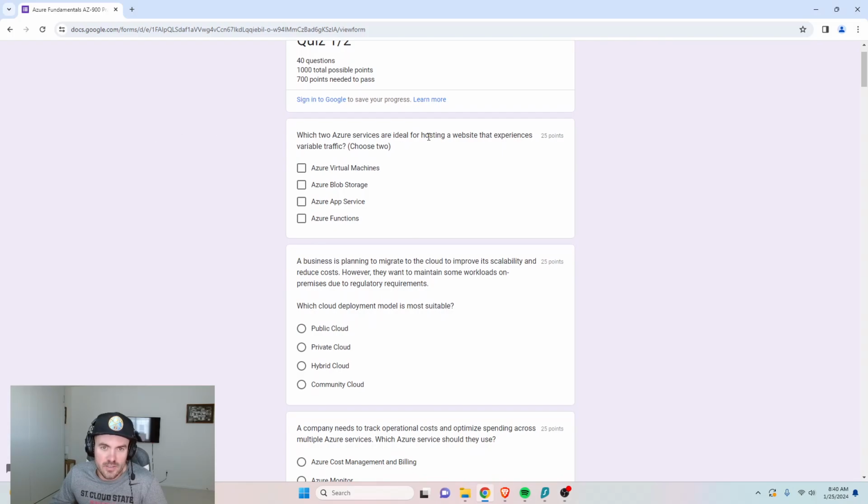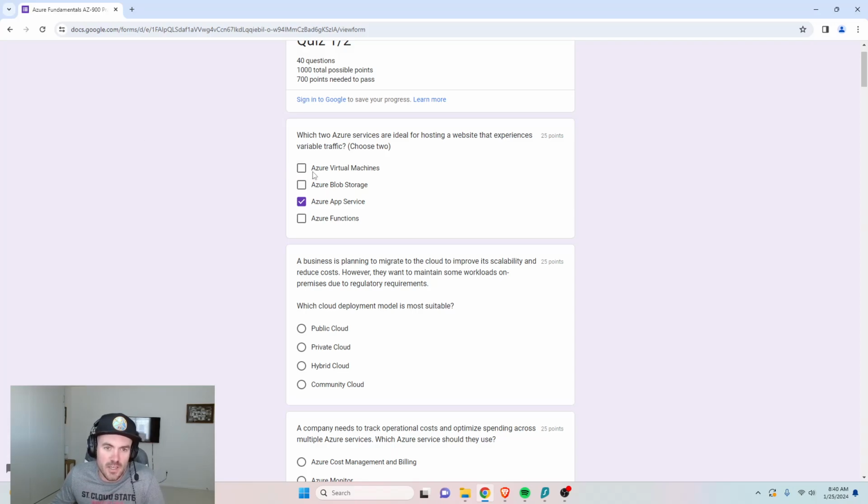Which two Azure services are ideal for hosting a website that experiences variable traffic? Okay. So, Azure App Service is definitely one because its whole purpose is to host applications. And blob storage is probably not going to be it here because that's just unstructured storage, not really for website hosting. Azure Virtual Machines, it could be. It's not really designed to host websites specifically.